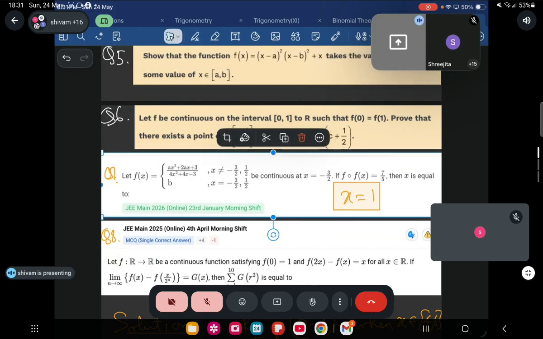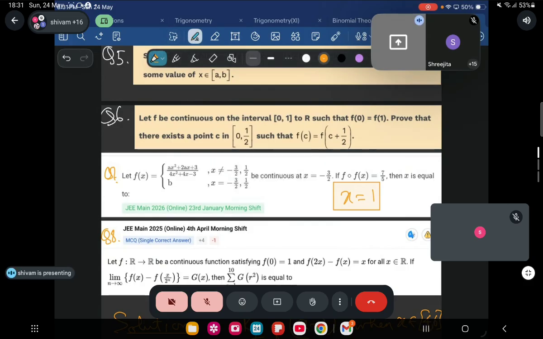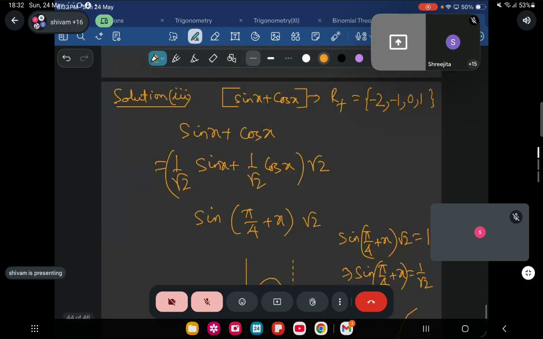What is given? f of x equals (ax square plus 2ax plus 3) divided by (4x square plus 4x minus 3), and it is equal to b when x equals minus 3 by 2, comma half. f is continuous at x equal to minus 3 by 2, and f of x is equal to 7 by 5. Find x. Okay, let's see.